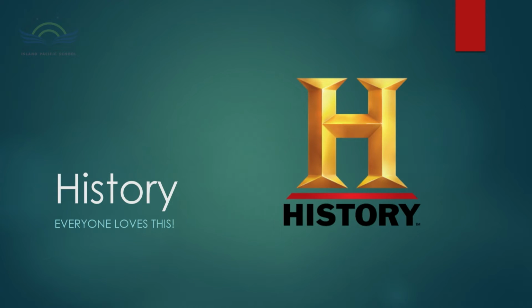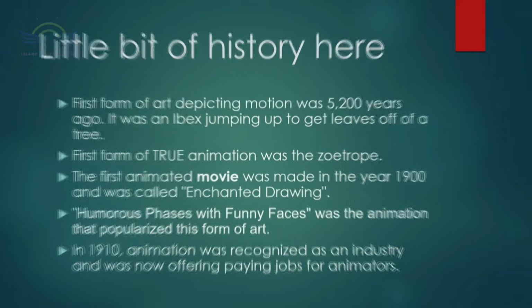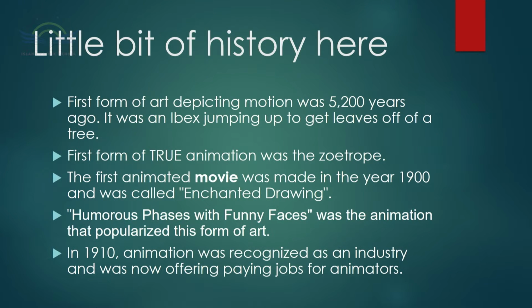So, history. The first form of animation was 5,200 years ago in a Mesopotamian village. It was of an ibex jumping up and getting leaves off of a tree. The first form of true animation was the zoetrope. The first animated movie was made in 1900. It was called Enchanted Drawing.